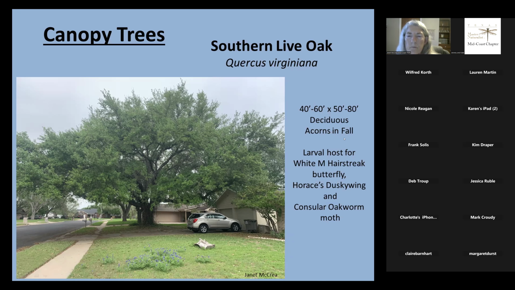And it's good because it is a host plant for many, many butterflies, and it hosts 20 different bird species and uncounted beneficial insects. It provides acorn and browse for deer and other mammals. And oaks capture more carbon and hold more rainwater than other plants. And it's a larval host for the white hair streak butterfly, Horace's dusty wing, and consular oakworm moth.